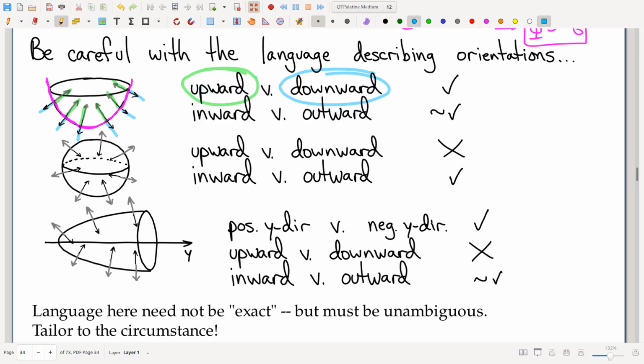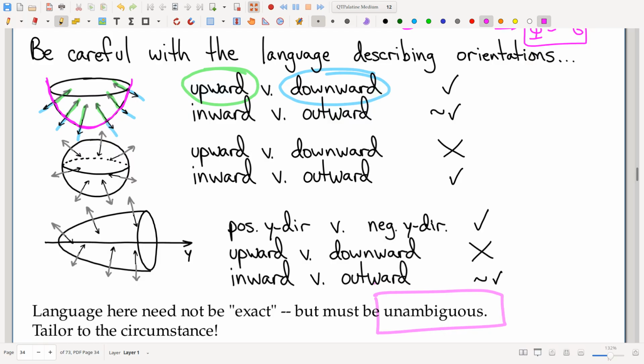Notice all these blue vectors point at least somewhat downward and in no sense upward. And so these terms, they're not exactly descriptive of the orientations, but they are unambiguous in which of the two actual candidates they refer to. Does that make sense to everybody? It's, I'm going to say, deliberately sloppy language so that we can address what we're trying to communicate.